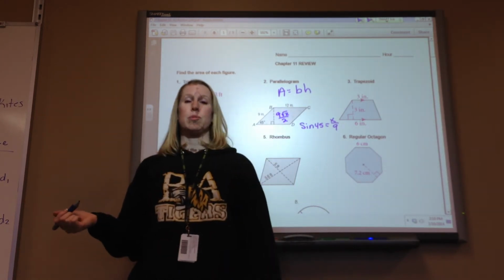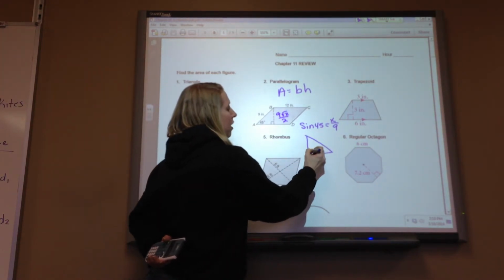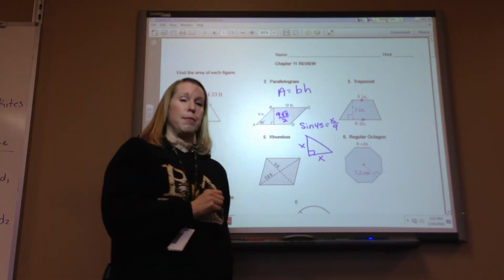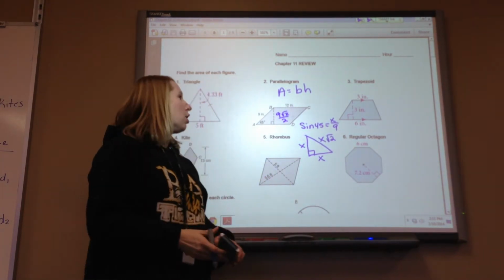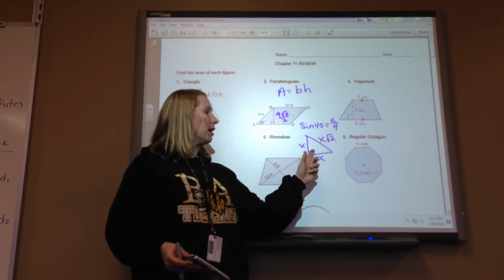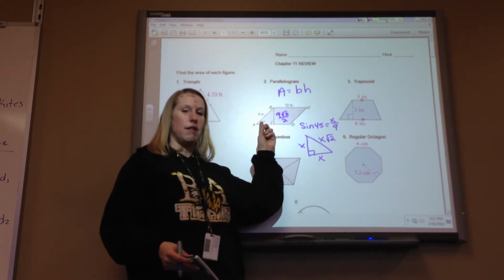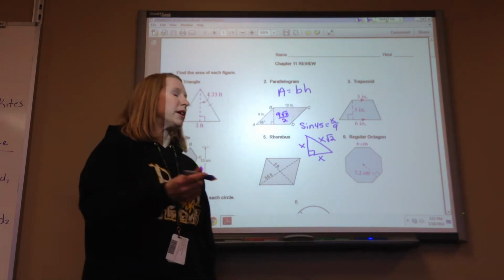You can also use your special right triangles. Quick reminder, on a 45, 45, 90, the legs are the same. The hypotenuse is the leg times radical 2. So if you want to go backwards, if you know the hypotenuse, you divide by radical 2. 9 divided by radical 2 is 9 radical 2 over 2. So now you have all the information you need.